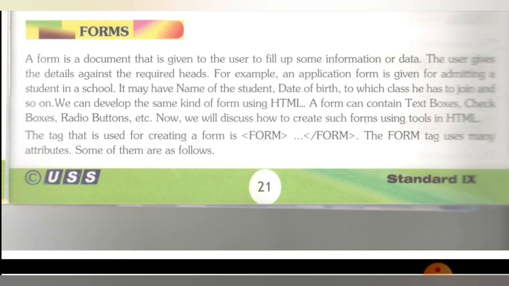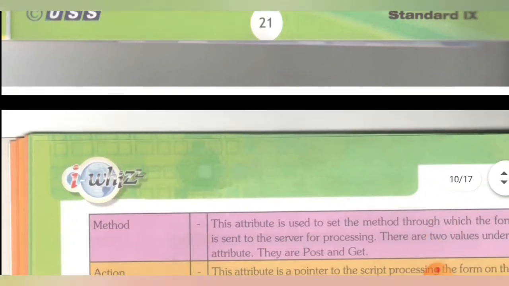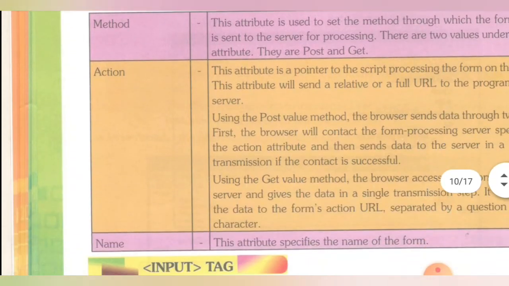Forms are used to get some information from the user. The form tag is used to create forms in web pages. In this form tag, three attributes are used: method, action, and name. The method attribute is used to send data to the server for processing. There are two values under this attribute, one is post, another one is get.